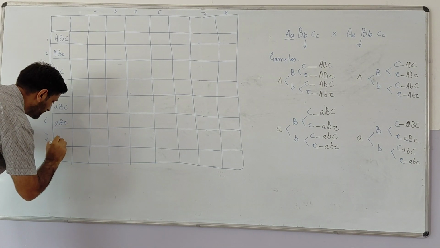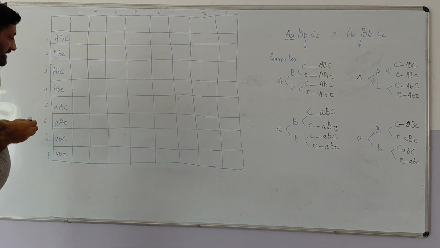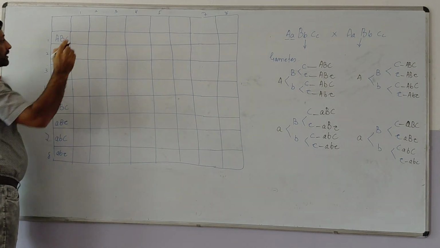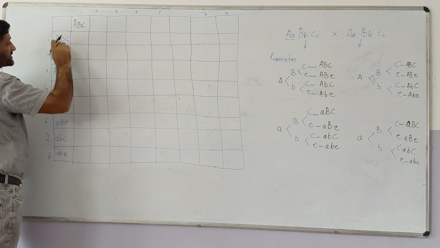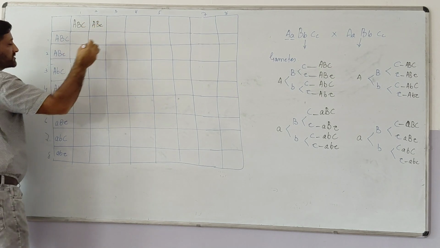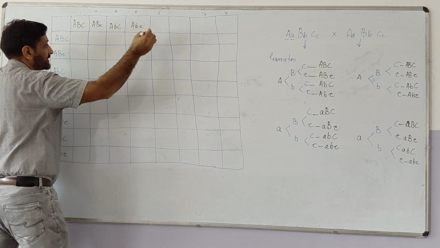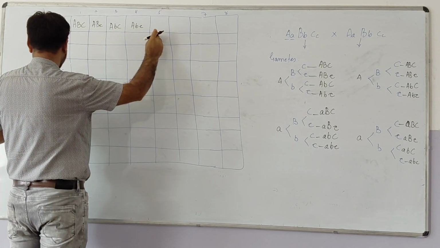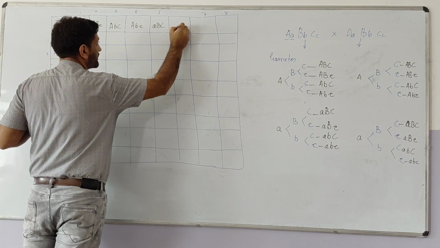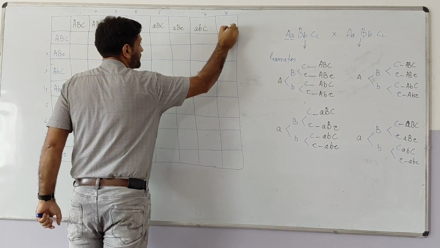Then we will have capital A, small b, capital C, small a, small b, small c. Is this clear? Now from here we'll have capital A, capital B, capital C, like this only. It will be capital A, capital B, small c. This will be capital A, small b, capital C, capital A, small b, small c. This will be now small a, capital B, capital C, small a, capital B, small c. This will be small a, small b, capital C, small a, small b, small c.